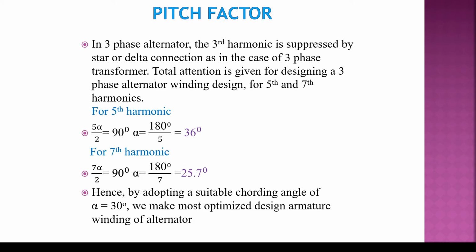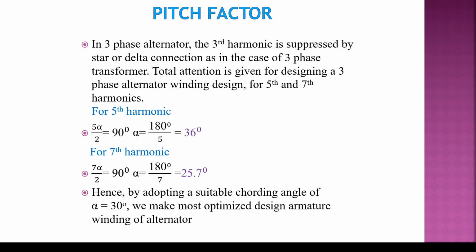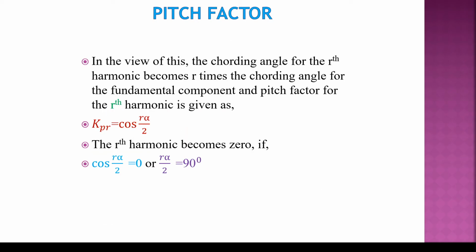As in the case of a three-phase transformer, in an alternator also the third harmonic will be suppressed by either star or delta connection. So total attention will be given to designing a three-phase alternator winding for the fifth and seventh harmonics. Now substitute in this equation the value of R as 5 and 7. So 5 alpha by 2, in the cos, in place of R I am substituting 5 and 7.